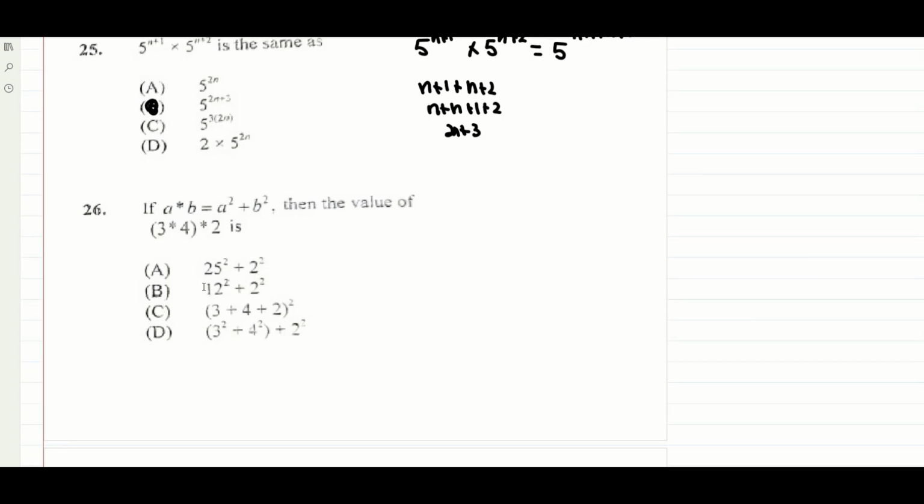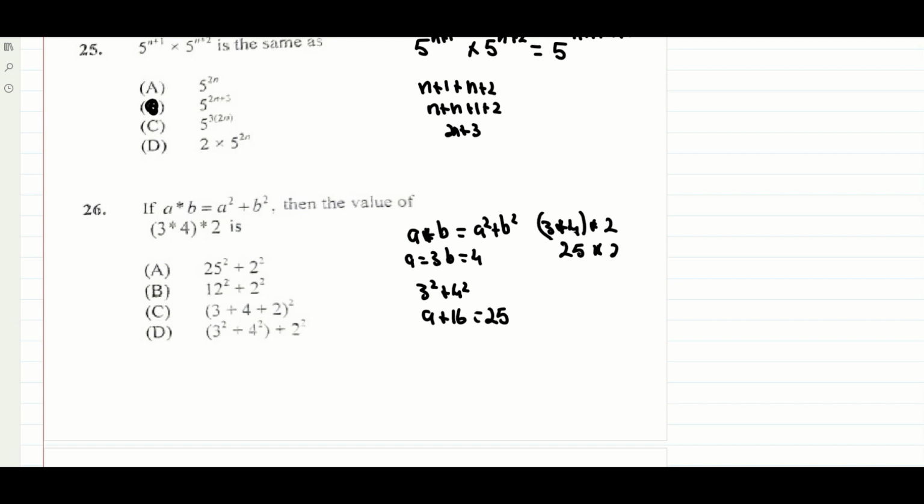Alright, let's look at number 26. This is a binary operation. a asterisk b is equal to a squared plus b squared. Then the value of 3 asterisk 4 asterisk 2: always do brackets first, so we're going to do this bracket first. That is a equals 3 and b equals 4. That's 3 squared plus 4 squared. That is 9 plus 16 is equal to 25.